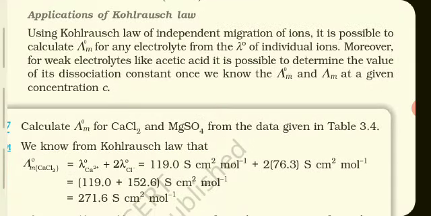By using Kohlrausch law of independent migration of ion, it is possible to calculate lambda m0, that is limiting molar conductivity of any electrolyte, from the conductivity of the individual ions. It can be either cation or anion. Moreover, for a weak electrolyte like acetic acid, it is possible to determine the value of its dissociation constant once we know the value of lambda m0, that is limiting molar conductivity, and lambda m, that is molar conductivity at a given concentration C.